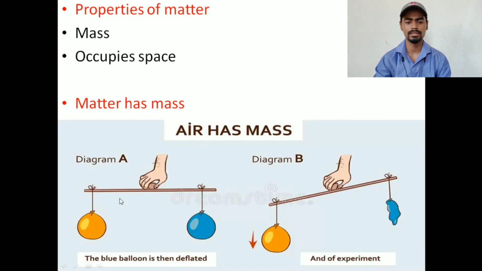As a result you can see that in the first case both the balloons are balanced, while in the second case it is inclined. It means the yellow balloon has more mass compared to the blue balloon, that is the deflated one. So from this experiment can we say that air has mass? Air is nothing but matter. In the beginning I told you that whether it is living or non-living, everything is made up of matter. So we can say that air has mass, or say matter has mass. So let us move on to the next topic, that is occupies space.